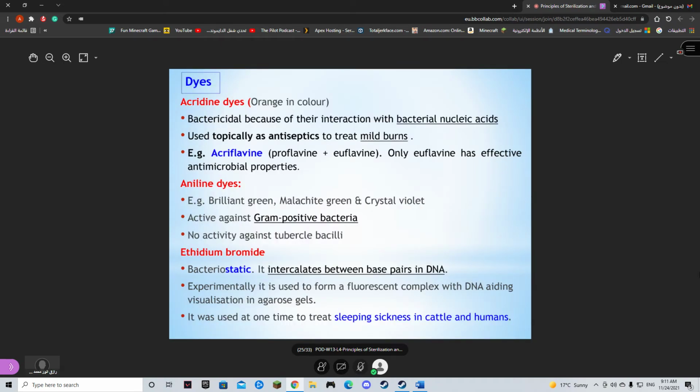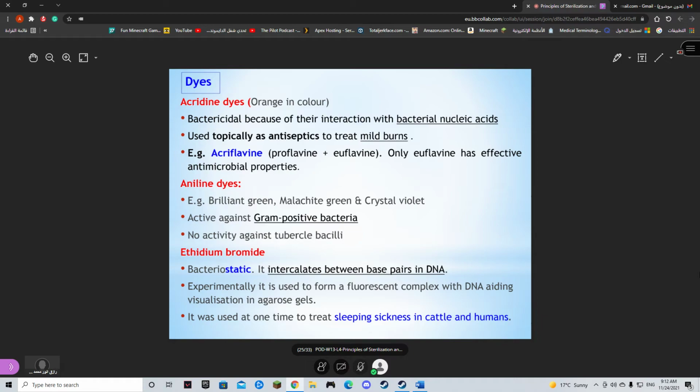Yes, we have dyes. You remember the crystal violet we use in gram staining? What was the crystal violet doing? It binds with the peptidoglycan layer, which means it disrupts the structure of the peptidoglycan, so the bacteria would die. That's why we kill the bacteria before staining. When you put a chemical on the bacterial cell wall, it binds, so the wall is disrupted and not working properly.